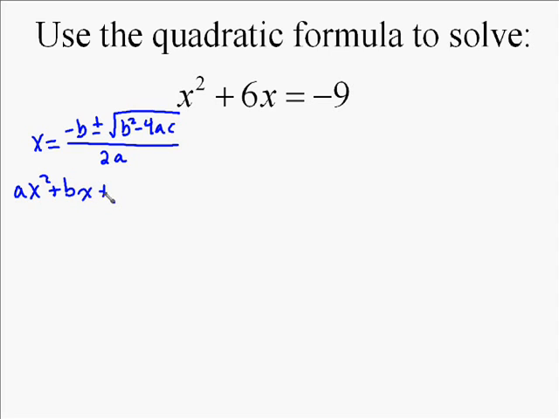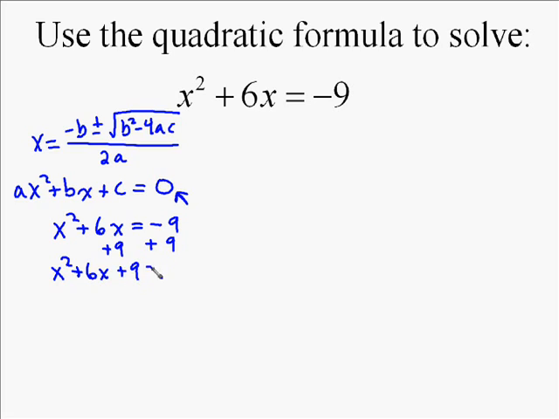We get the a, b, and c from ax squared plus bx plus c. So that means our answer has to be equal to 0. We can't use this until it's equal to 0. So for our problem, we need to solve for 0. To do that, we need to get everything off the right side, so we're going to add 9 to both sides. So it's going to give us x squared plus 6x plus 9, which allows us to have it equal 0, which is what we need to be able to use the quadratic formula.